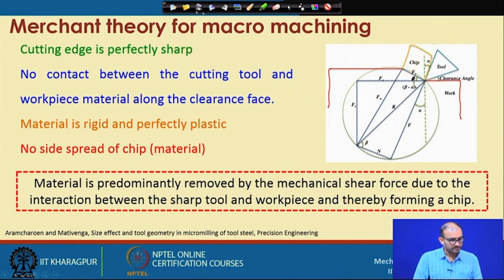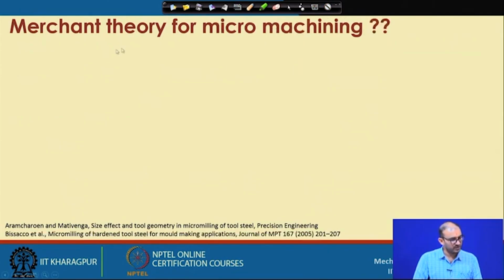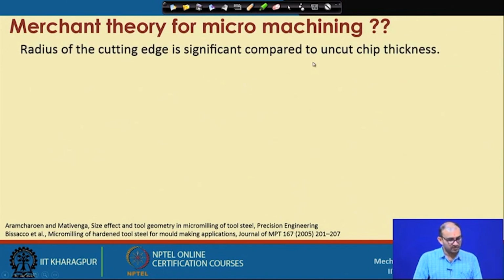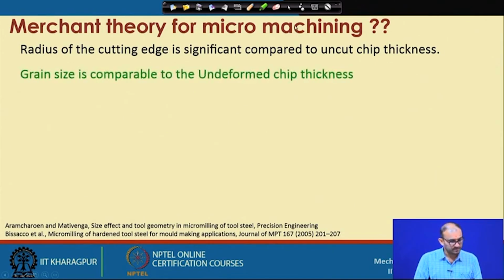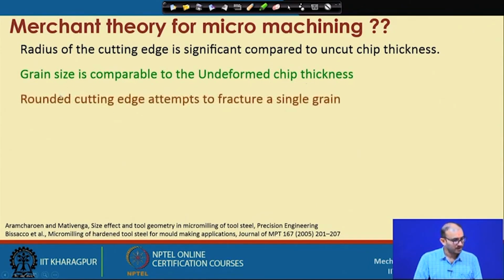Now, let us understand what is happening in micro machining. Can we use the same theory for micro machining? Now, there are a lot of problems which are difficult to fit into the Merchant theory. First, the radius of the cutting edge is significant compared to the uncut chip thickness. Then the grain size is comparable to the undeformed chip thickness. And a rounded cutting edge attempts to fracture a single grain.